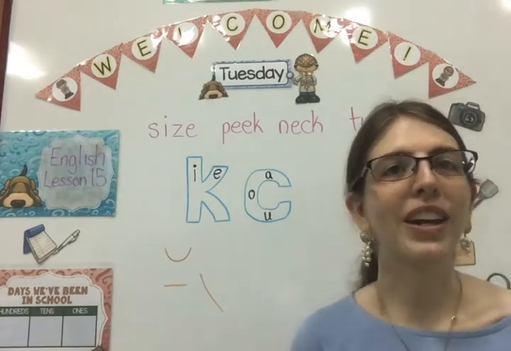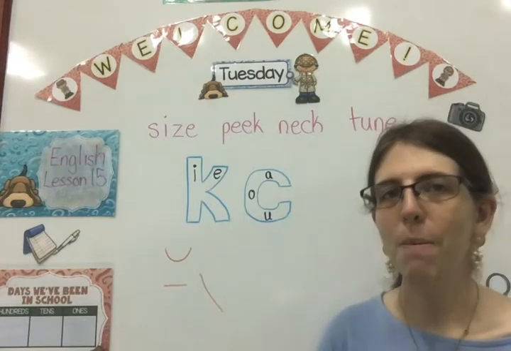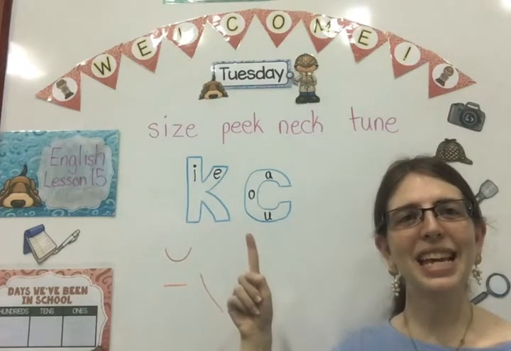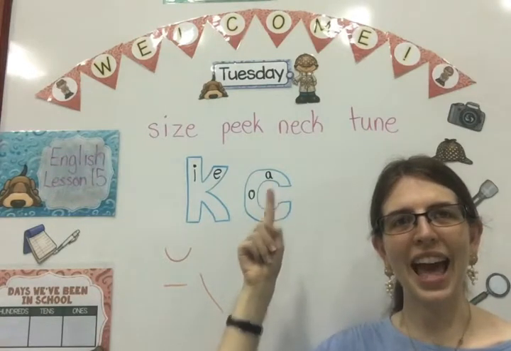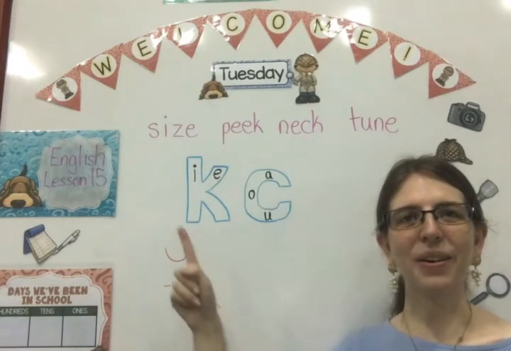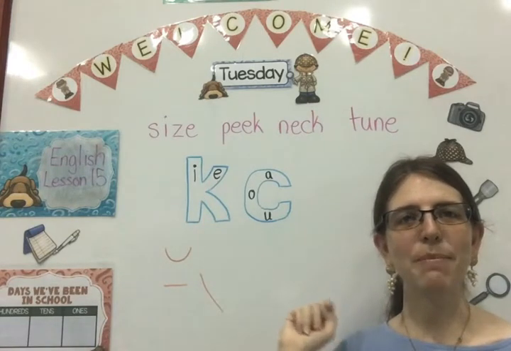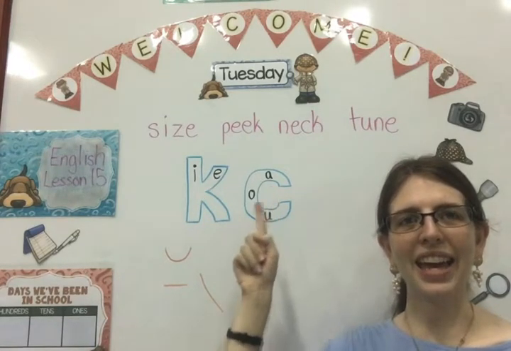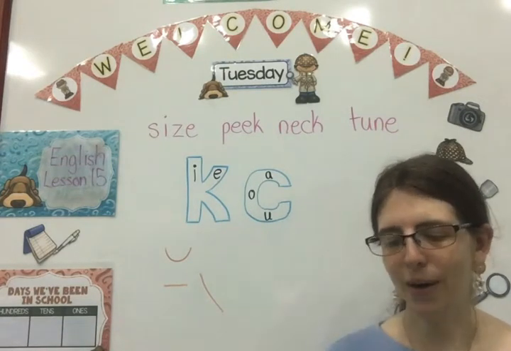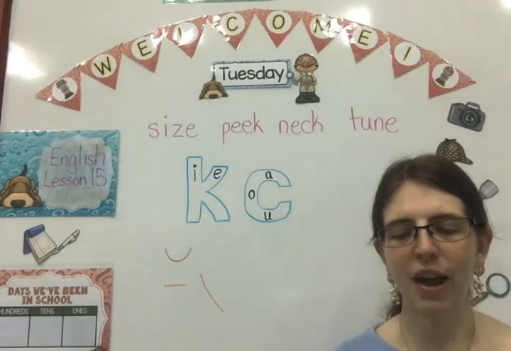Now let's review our K and C rules. Remember, K goes with I and E, C before the other three, A, O, and U. One more time. K goes with I and E, C before the other three, A, O, and U. Good job. Look at your paper at the side with the little mouse and you have the fish.